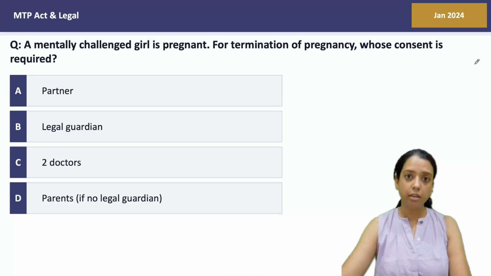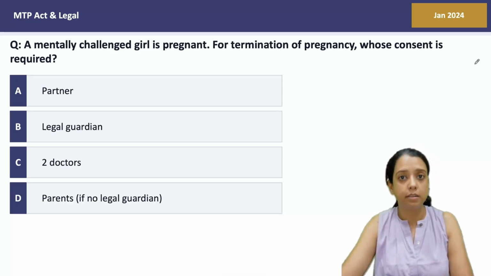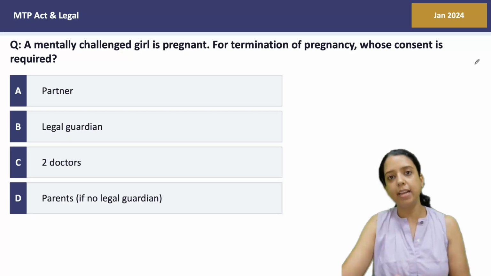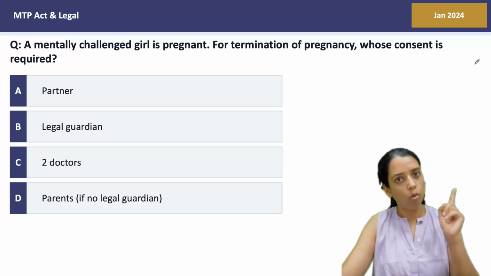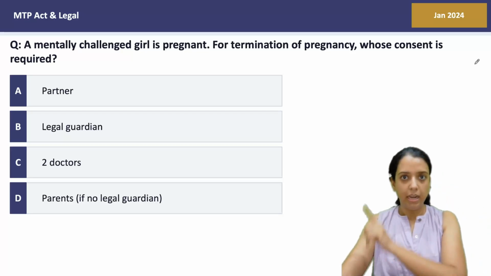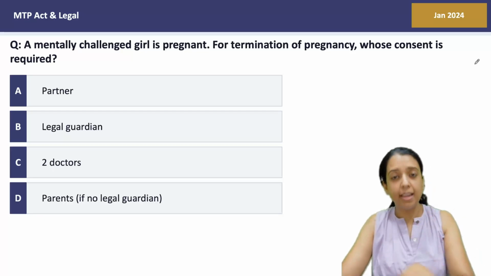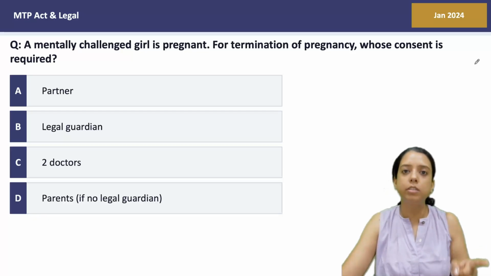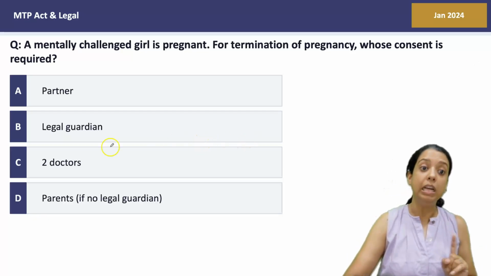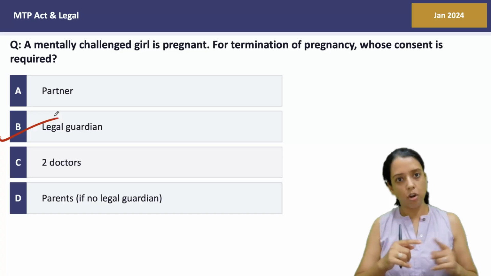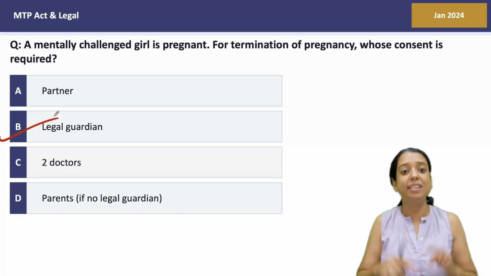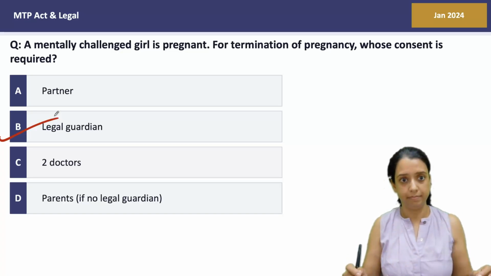A mentally challenged girl is pregnant, for termination whose consent is needed? See, beyond 18 years, if she is mentally stable, only the woman's consent is needed. Husband's consent is not needed. If she is less than 18 or mentally not stable, you need the consent of a legal guardian. Not partner, not doctor, not parents, legal guardian.